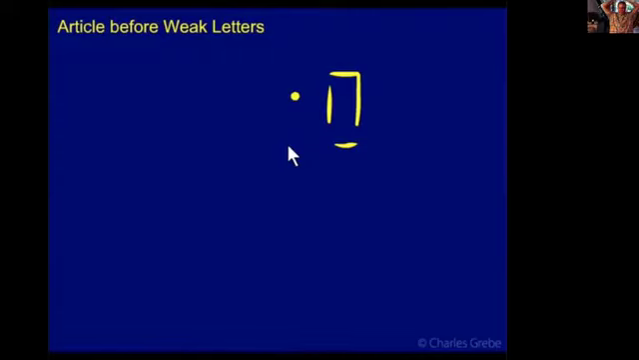Now, the rules for attaching articles to weak letters are complicated. At least I find them a bit of a mess. And I've tried to simplify this as much as possible. The best way I could think of doing this was simply to put it all into one chart, and we'll go through it. So it'll look a bit intimidating at first, but we'll walk through it. So here's our chart.